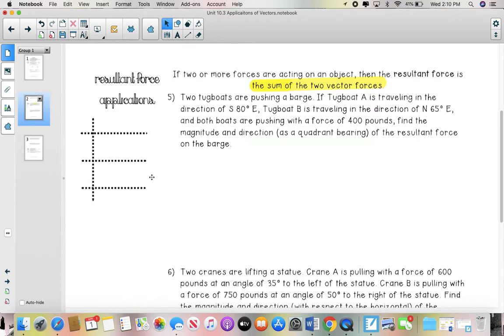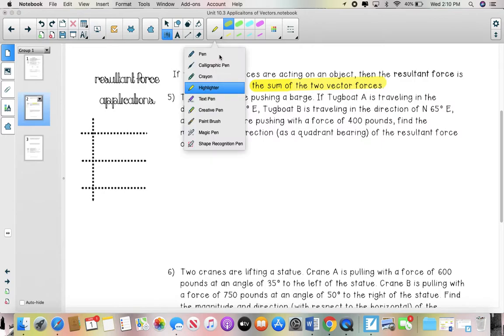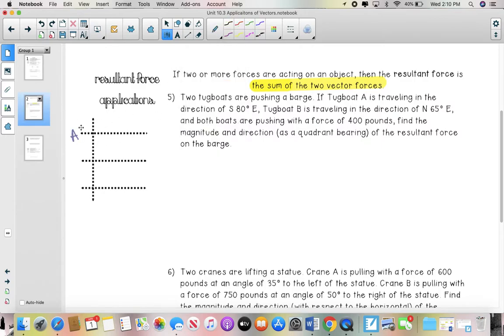They're pushing from separate angles. Let's take the barge in the center. If tugboat A is traveling in the direction of south 80 degrees east, so let's say this is tugboat A. Always with the highlighter. So tugboat A, and remember this is north, south, east, west, and it's going south, and then it's 80 degrees east of that south.